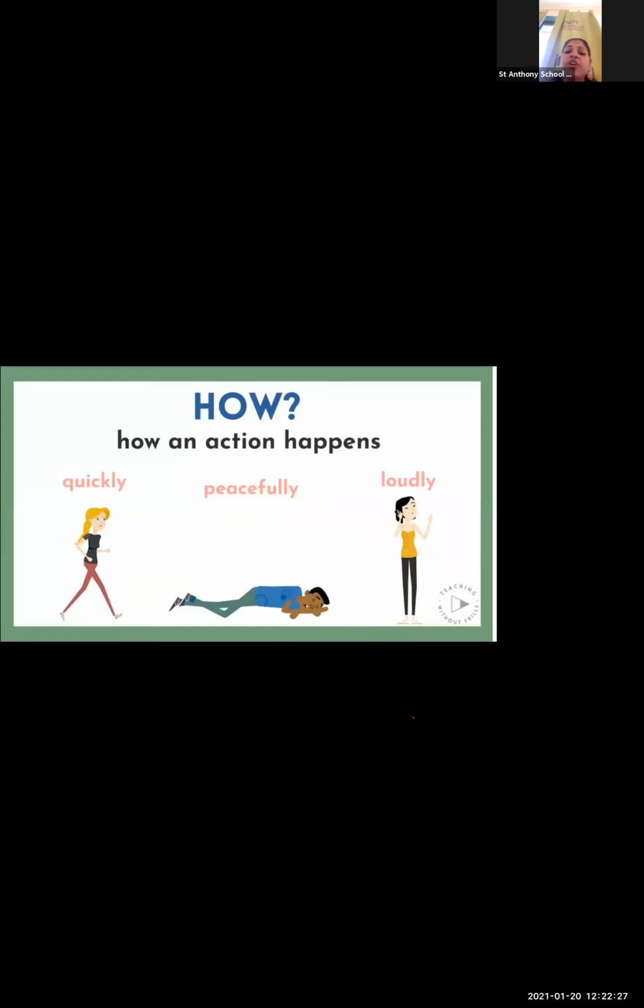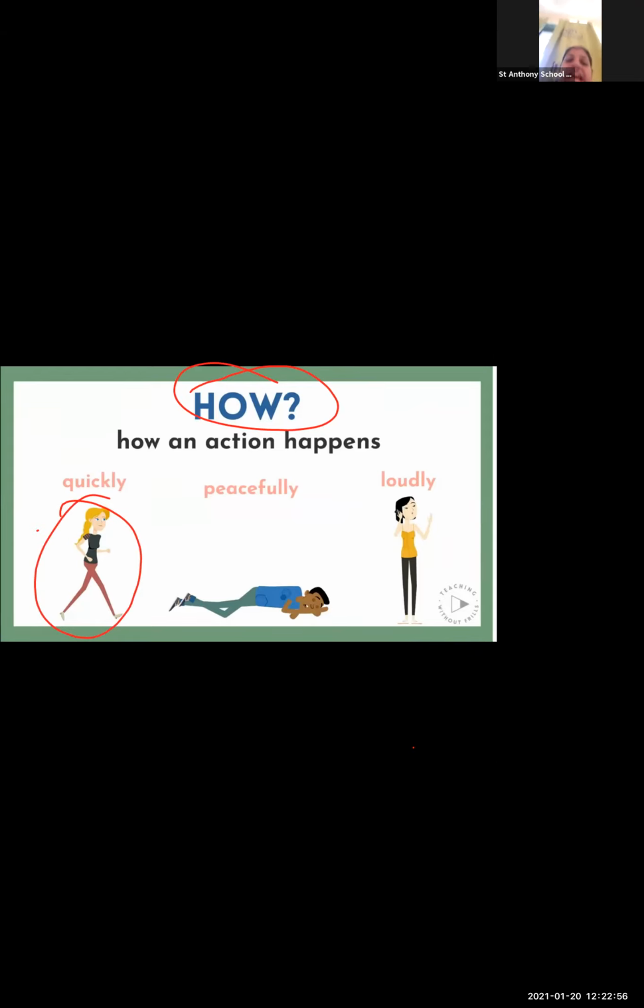Now, when we talked about the adverb, it asks or requires the question how. It shows how the action happens. In this picture, the lady is walking. But how is she walking? Quickly. Yes, she is walking quickly. So you can see that quickly is an adverb over here.